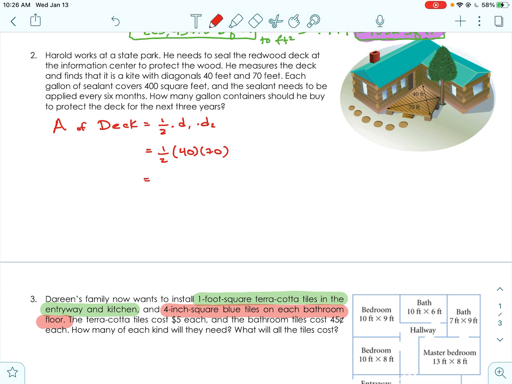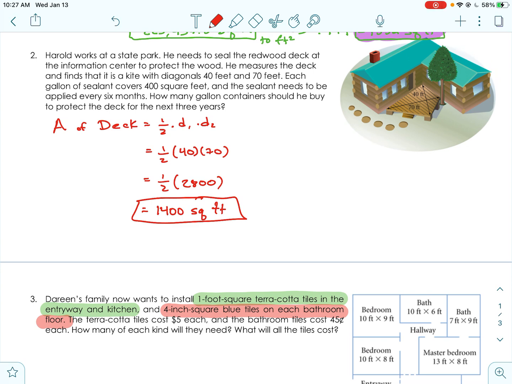We know the two diagonals are 40 and 70 feet, so we have 1/2 times 40 times 70. 40 times 70 is going to be 2,800. And then half of 2,800 is going to be 1,400. So we know that the square footage of the deck is 1,400 square feet. Now, that's not the question. The question is, how many gallon containers should he buy?